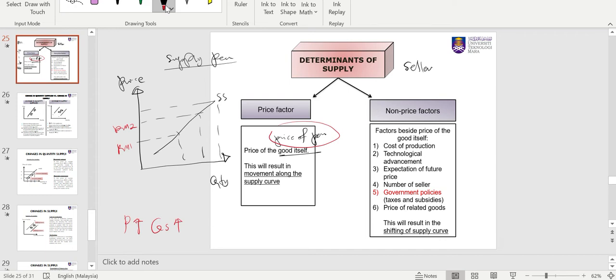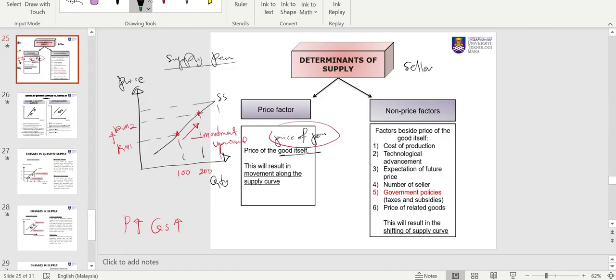So let's say for example at the price of RM1 they are willing to sell 100 pens, but when the price increases to RM2, they will get more profit. They are willing to sell 200 pens. So what happened? It changes from this point to this point. So here it is called a movement upward along the supply curve.